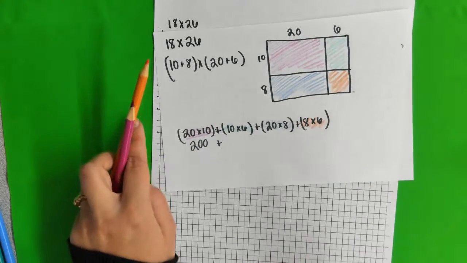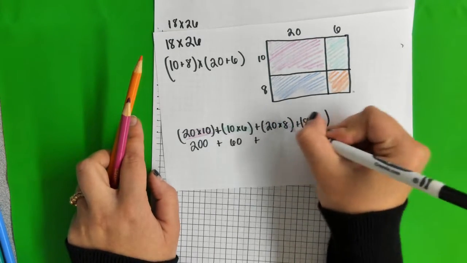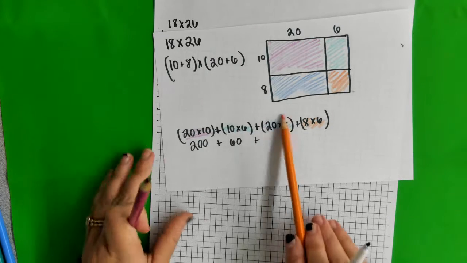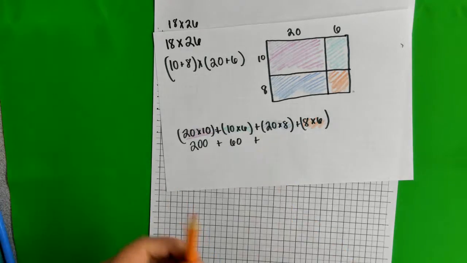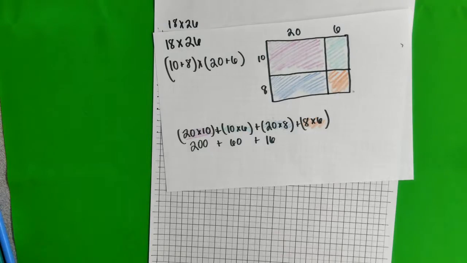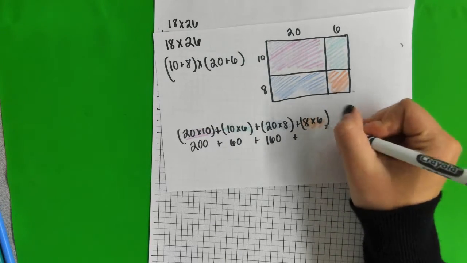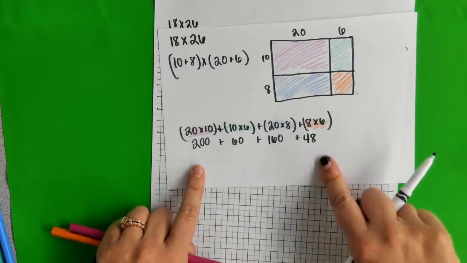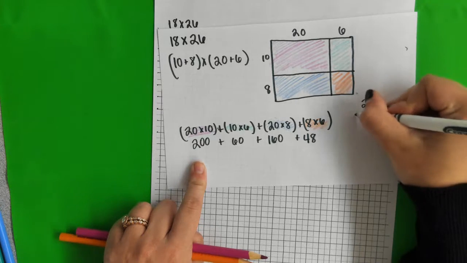I know that 10 times 6 is 60. 20 times 8. Ooh, I don't really know 20 times 8, but I do know what 2 times 8 is. 2 times 8 is 16. And I uncover 1 zero, so I'm going to add 1 zero. And I know that 8 times 6 is 48. And then I can stack all of these on top of each other, making sure my place values are lined up.